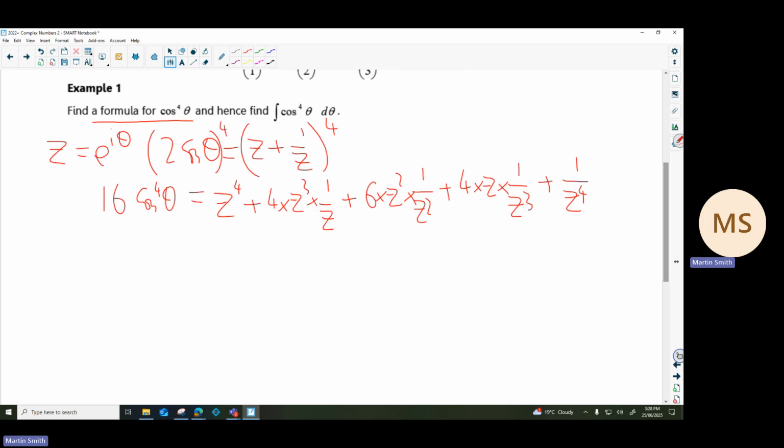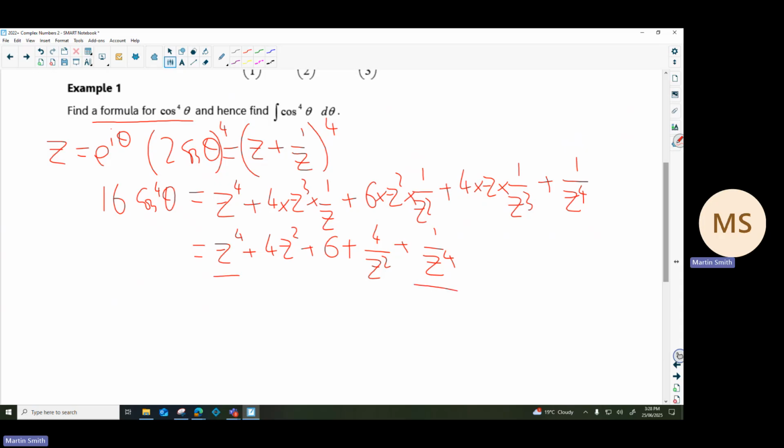I am now going to simplify that. So that is the same as z to the 4 plus 4z cubed times 1 over z is 4z squared, plus 6z squared times 1 over z squared is just 6. Plus 4z times 1 over z cubed is 4 over z squared, and the last term is 1 over z to the 4. Now, you will always get a kind of symmetrical expansion in this kind of question. What I'm going to do now is pair up the terms involving z to the n and 1 over z to the n.